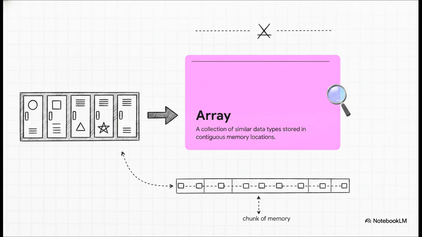storage locker. When you declare it, Java actually goes in and blocks out a continuous, unbroken chunk of memory. Instead of your variables floating around all over your computer's RAM, they're sitting right side by side. It keeps all those similar values neatly organized under just one single variable name, like marks.